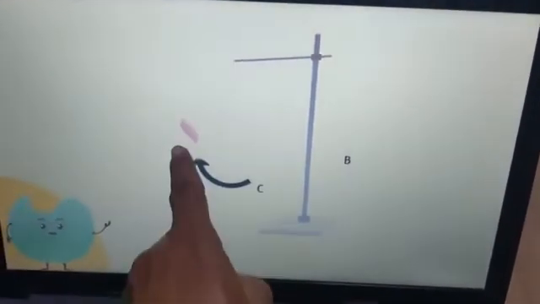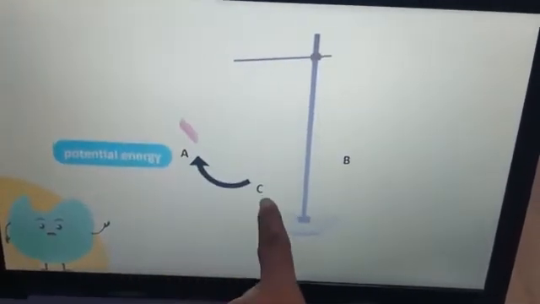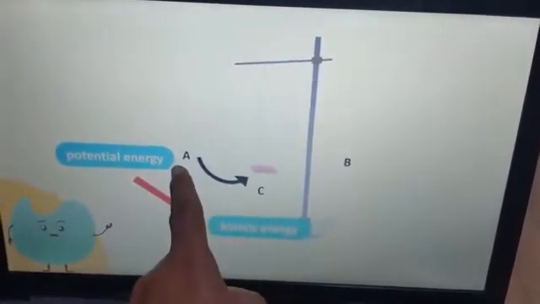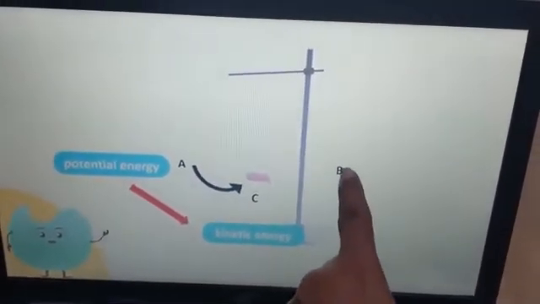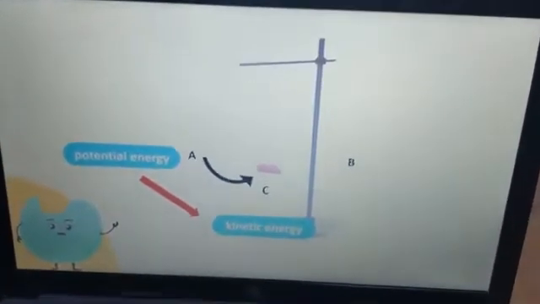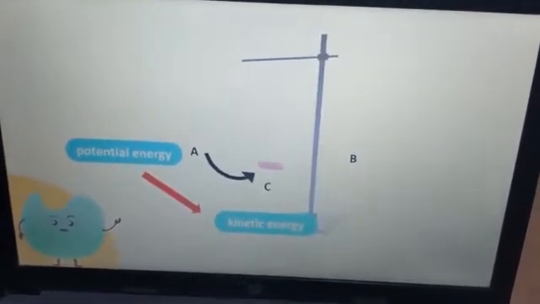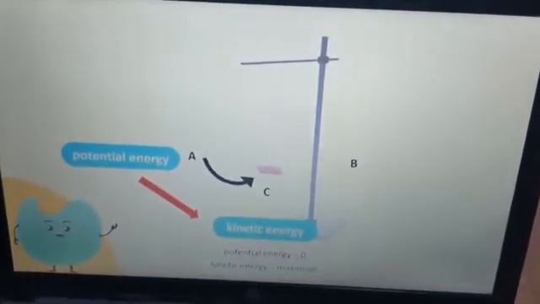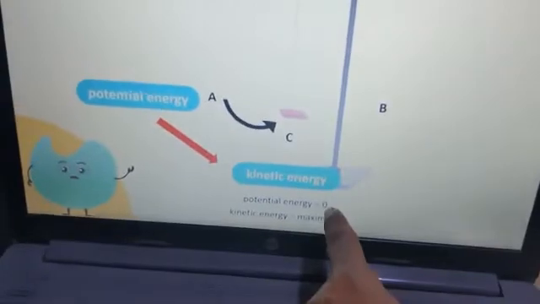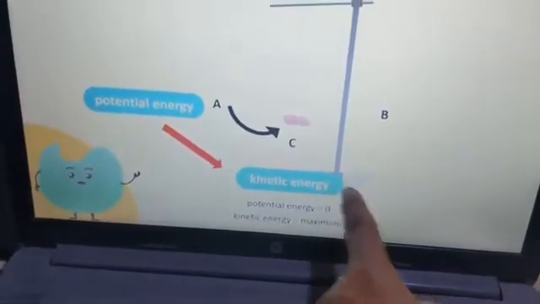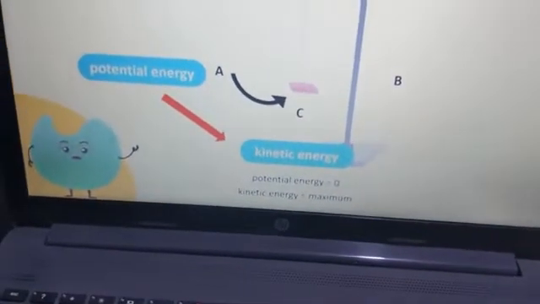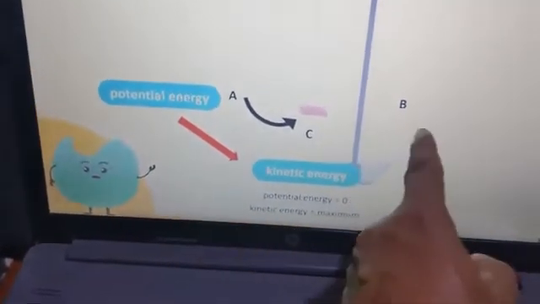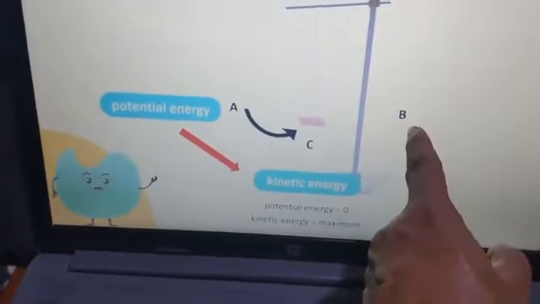Which means the amount of potential energy here and the amount of kinetic energy have the same values. If this is 10 joules, this is also 10 joules and this is 10 joules, if the system is conserved, which means all dissipative forces are neglected. Here potential energy is 0, but kinetic energy is the maximum. As you go here, potential energy is maximum, kinetic energy is 0. Here also potential energy is maximum, kinetic energy is 0.